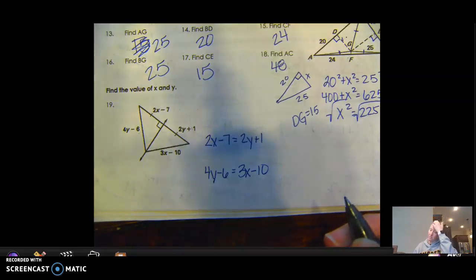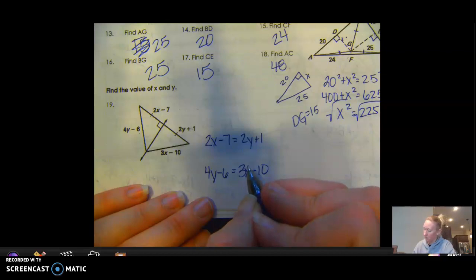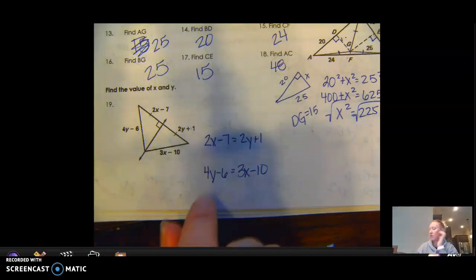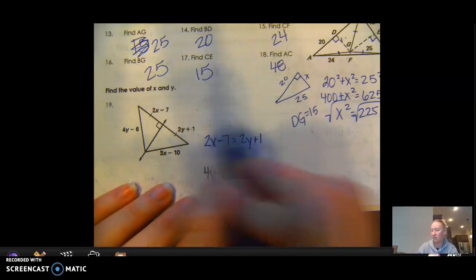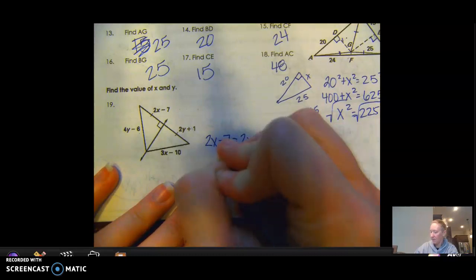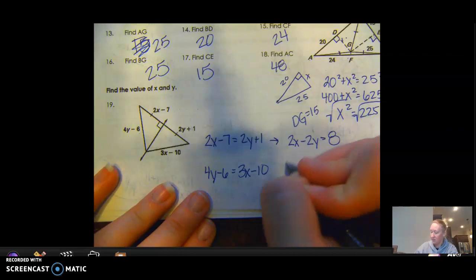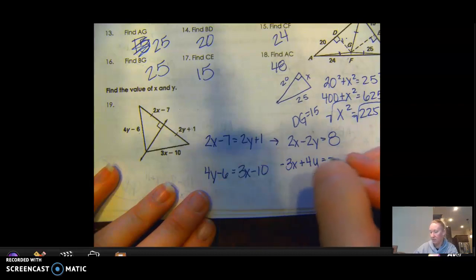So what I'm going to do is get my x or my y by itself on one of these. Okay, so I'm going to get this in the form where I have my x and my y's on one side and my numbers on the other. So I'm going to subtract 2y, so I have 2x minus 2y equals, I'm going to add 7, and I get 8. I'm going to do the same thing over here. I'm going to subtract 3x, so I get negative 3x plus 4y. I'm going to add 6 to this side equals negative 4.